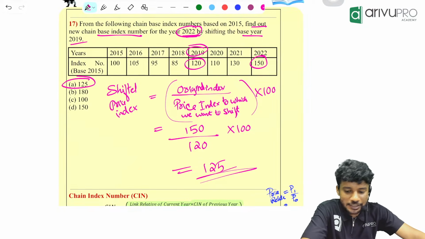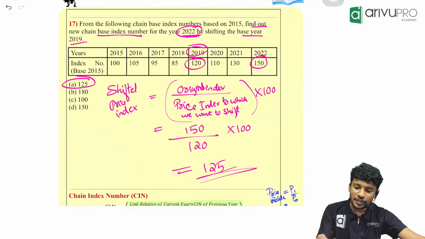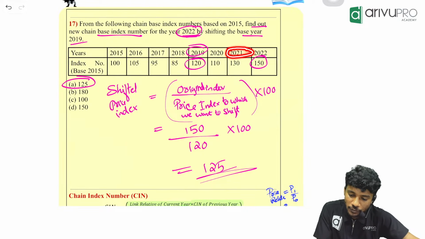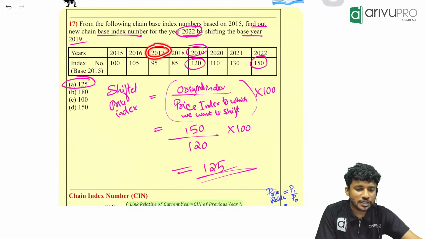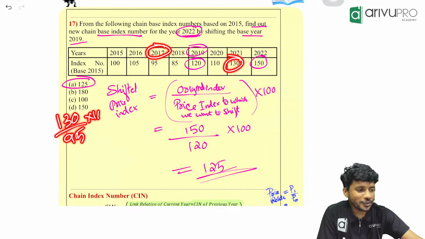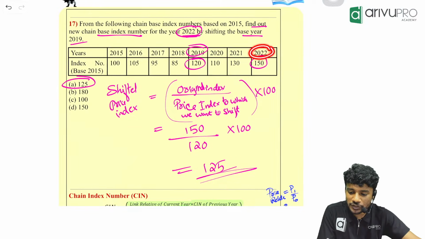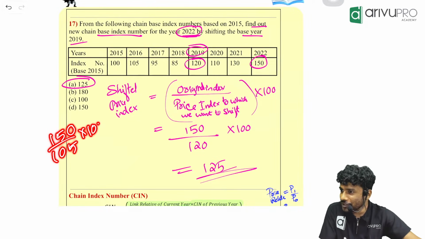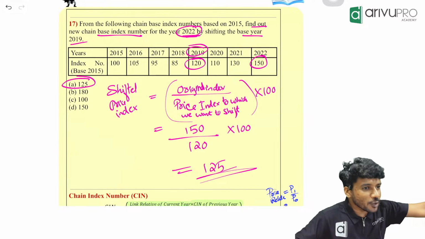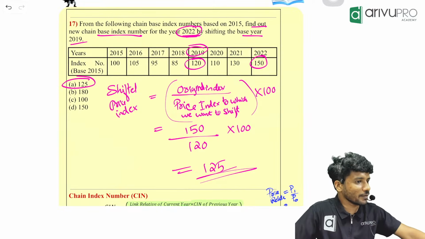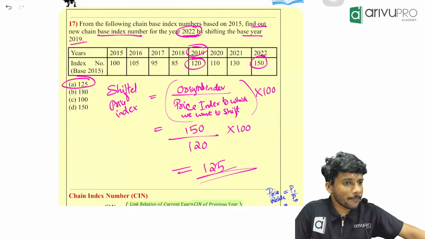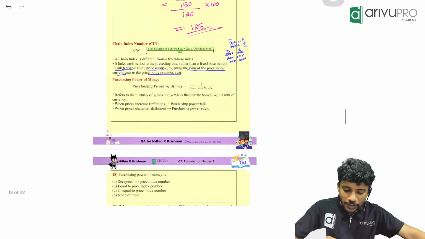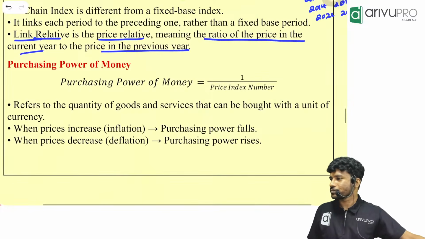Understood? What if the question was like this? I want to shift 2021 with respect to 2017. It would have been 130 divided by 95 into 100. What if it was like 2022? I want to take 2016 as my base year. 150 divided by 105 into 100. Likewise, based on the question, we will change our approach. Okay, everyone understood? If so, I am taking you to the next concept.